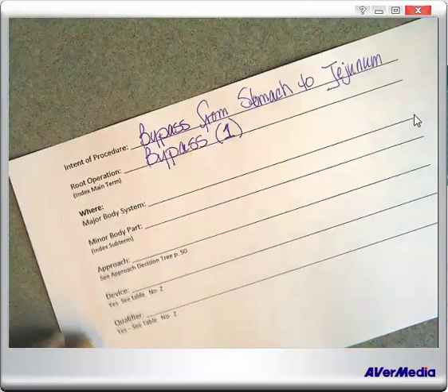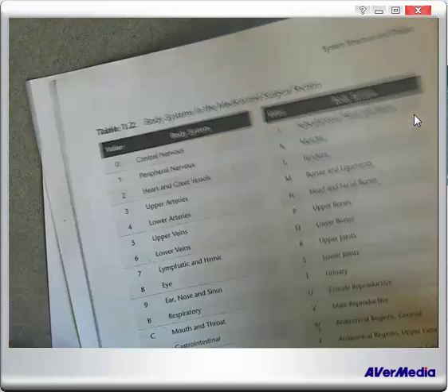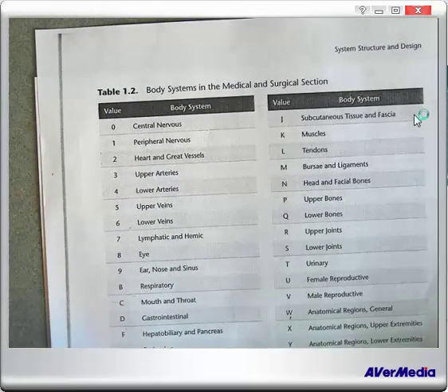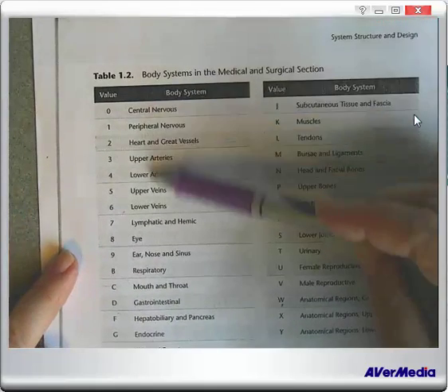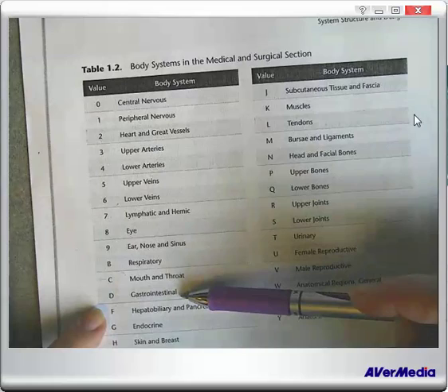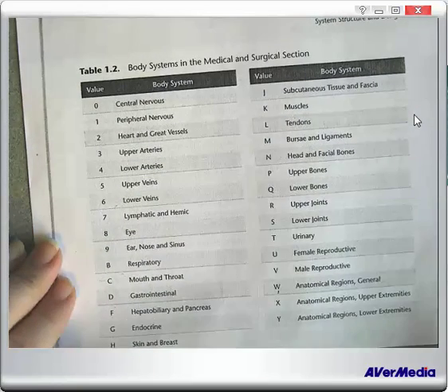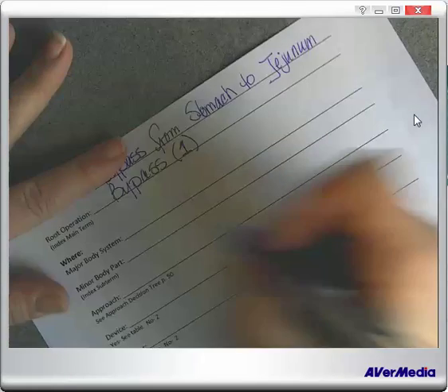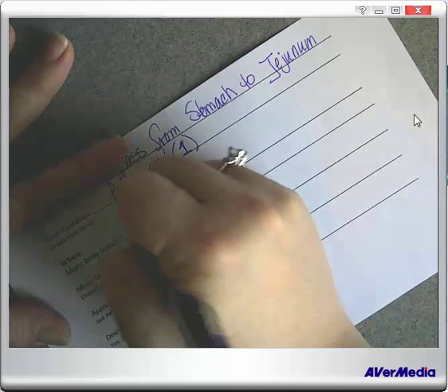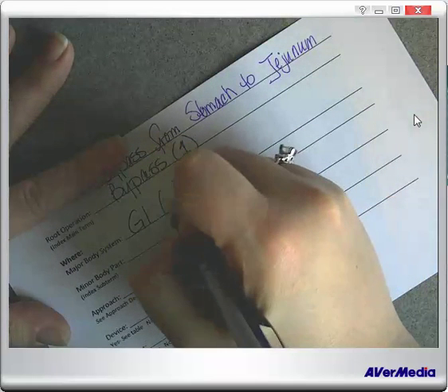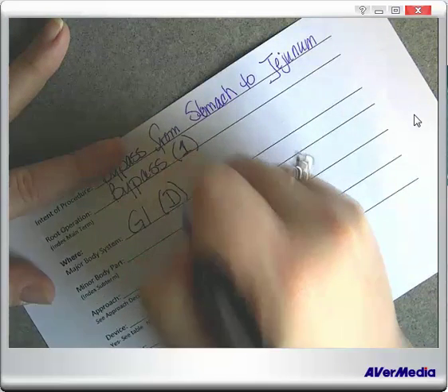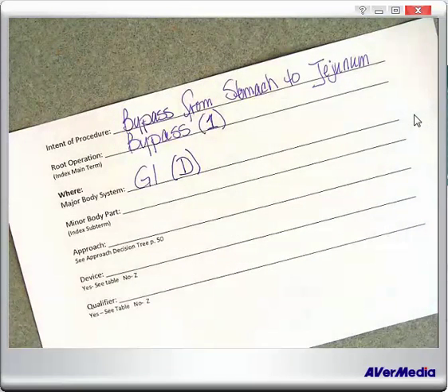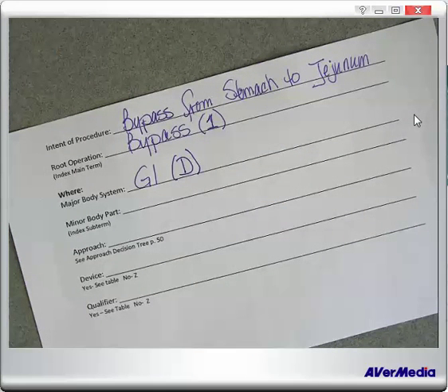Okay. Now, what's our major body system? Well, let's get our little handy-dandy listing here. And what do we have right here? Gastrointestinal, which is represented by the character D. So we've got our GI system represented, I keep saying that, oh my goodness, I must be tired, by the letter D. Now our minor body part is what? What are we working on? What did we say? Listen to what it says.